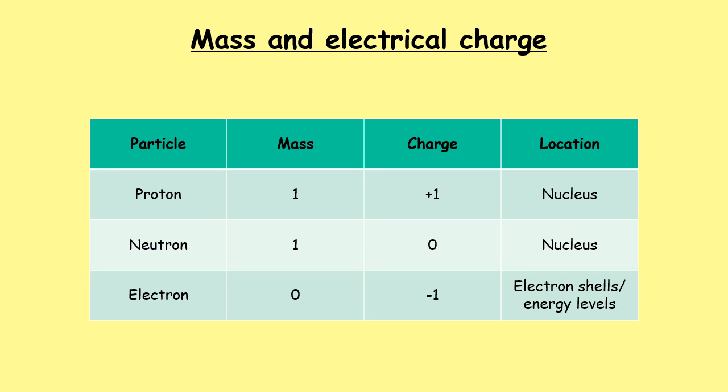Neutrons have a mass of one. Neutrons have no charge. No charge means neutral, which is where we get the word neutron from. And neutrons are found in the nucleus. And finally, we have electrons. Those are the ones that have the most differences compared to the other ones. Electrons have a mass of almost zero, and it is okay for us to say zero, but it is almost zero. They have a charge of negative one, and they are found in the electron shells or energy levels.